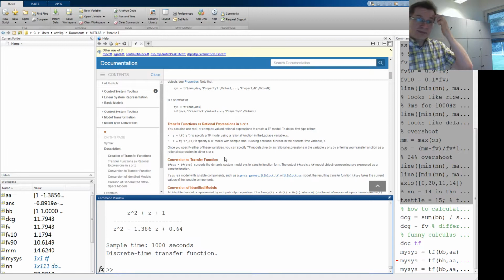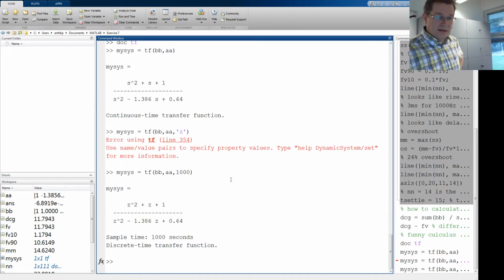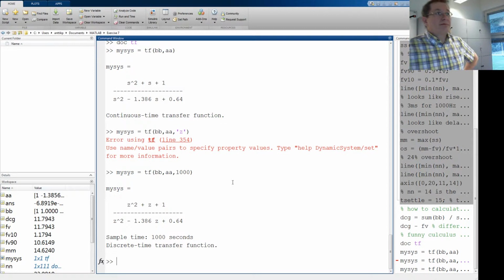Okay. But anyways, now that looks like a transfer function. And what else did it give me? All the information of the system. So it looks like that. And what is the best part of it?